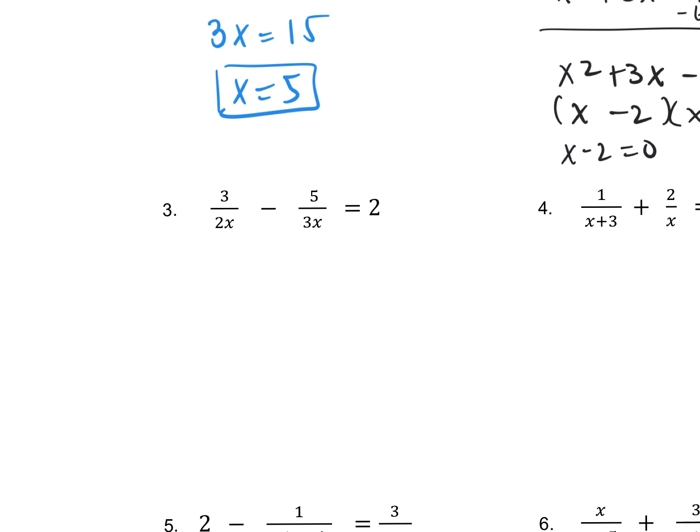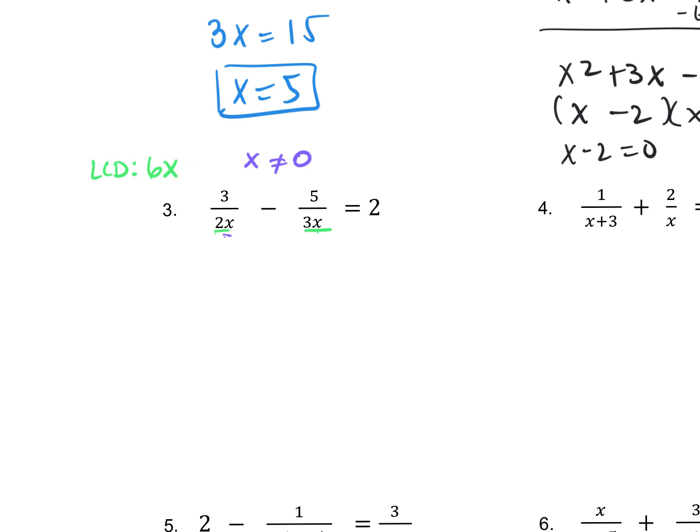So let's do that. The LCD between a 2x and a 3x: if I look at the numbers, 2 and 3, it has to be a 6, and they both contain an x, so I need an x up here. What is the domain restriction? Because I have an x in the denominator, what's going to make that 0? So x cannot be equal to 0. If I put a 0 in here, 2 times 0 is 0, and you cannot divide by 0.